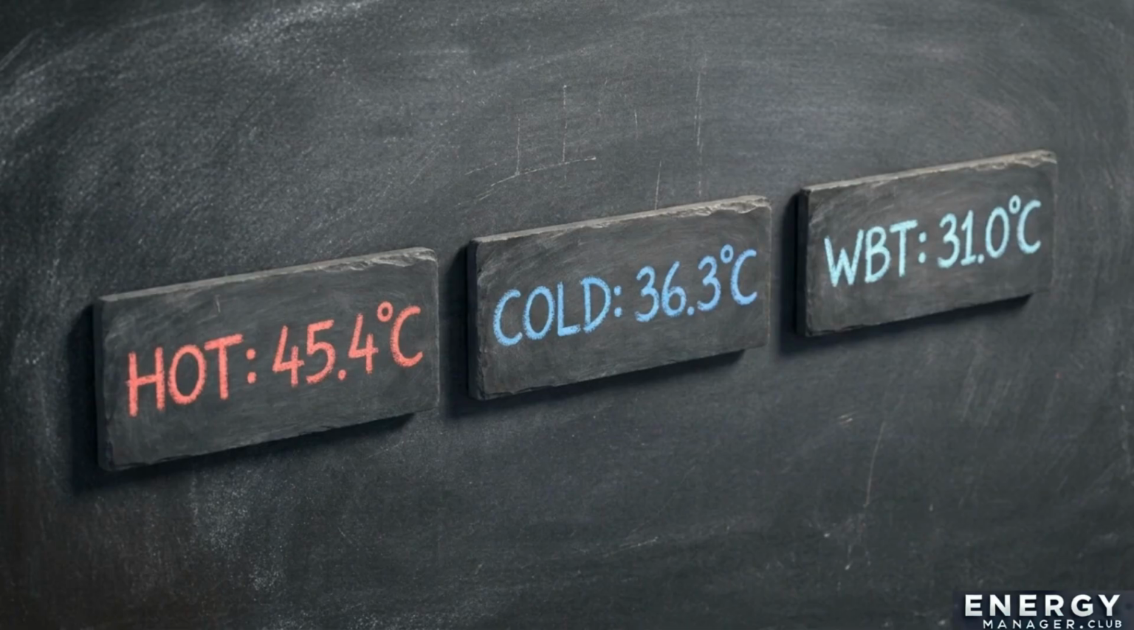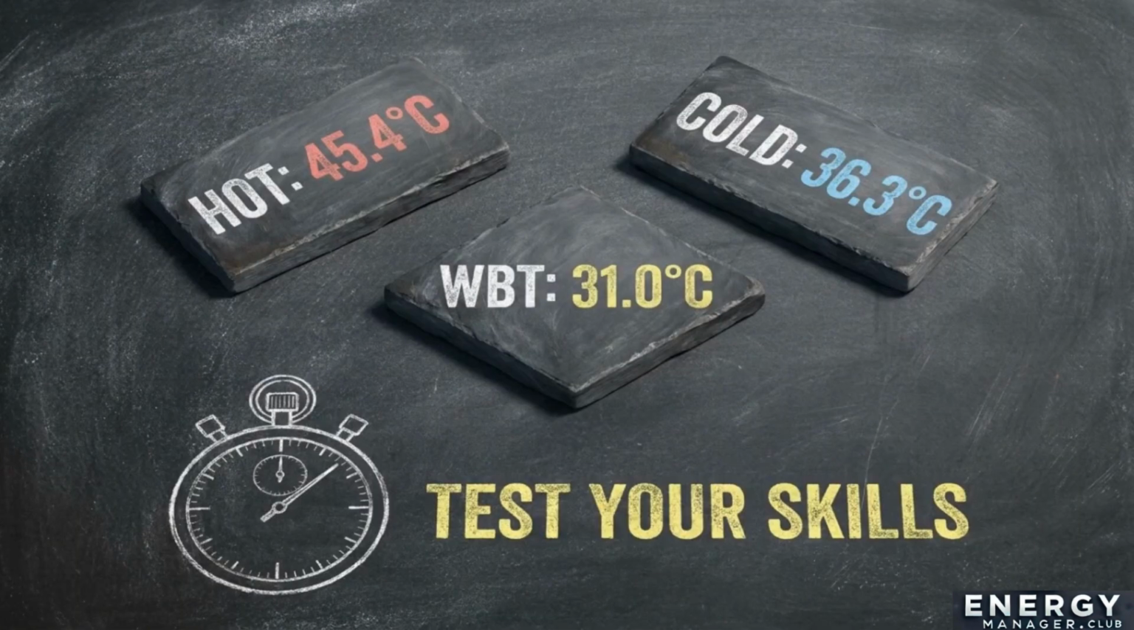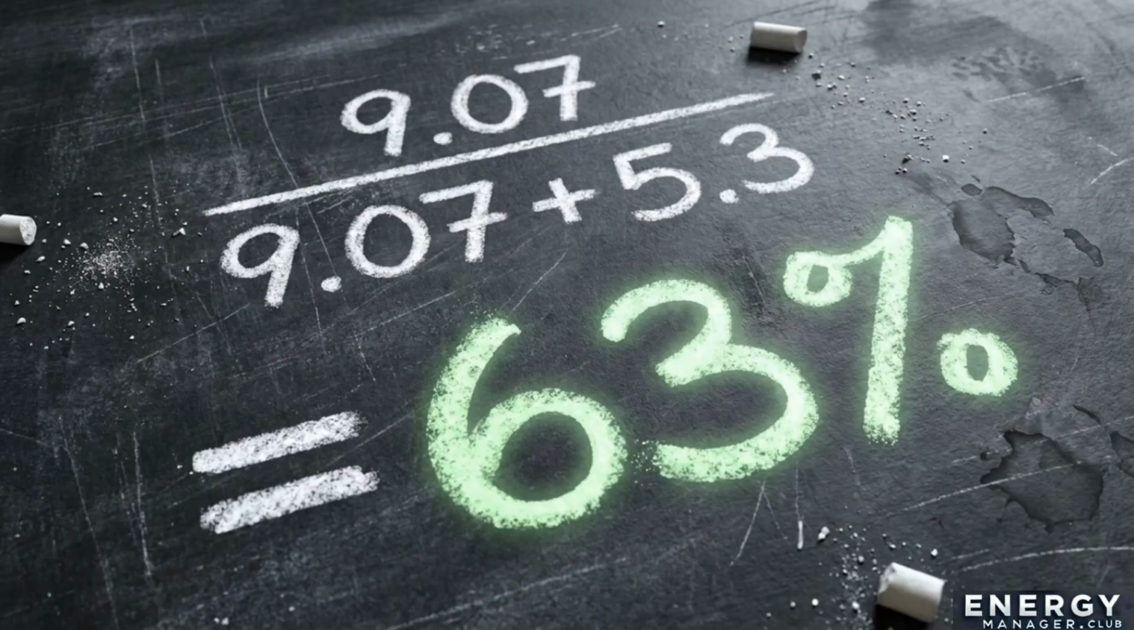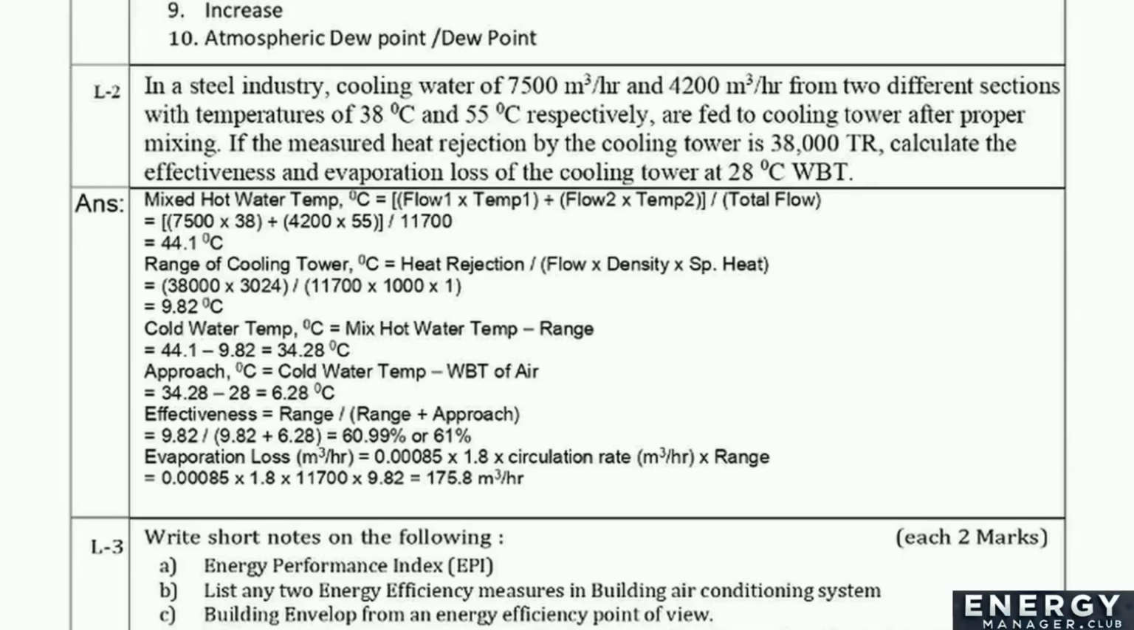Now it's your turn. You have the hot temperature, the cold temperature, and the given wet bulb temperature of 31 degrees. Pause the video here and calculate the approach and effectiveness yourself. Let's check your work. The approach is the cold water minus the WBT, giving us 5.3 degrees. For effectiveness, we divide the range of 9.07 by the sum of the range and approach. That gives us 63%.